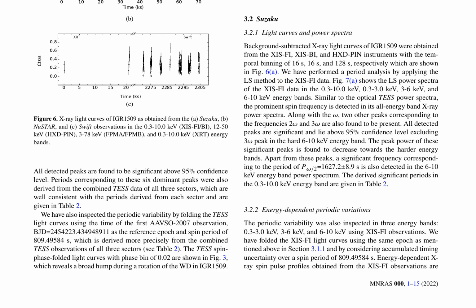Energy-dependent periodic variations were inspected in 3 energy bands using XIS FI observations. The spin pulse profiles obtained from these observations are consistent with the periodic variability observed in the power spectra. The detected periodicities are consistent with the spin period of the white dwarf and the system's orbital period, providing insights into the complex modulation patterns of IGR J15094-6649. These findings highlight the importance of multi-wavelength observations in understanding the properties of X-ray binary systems.